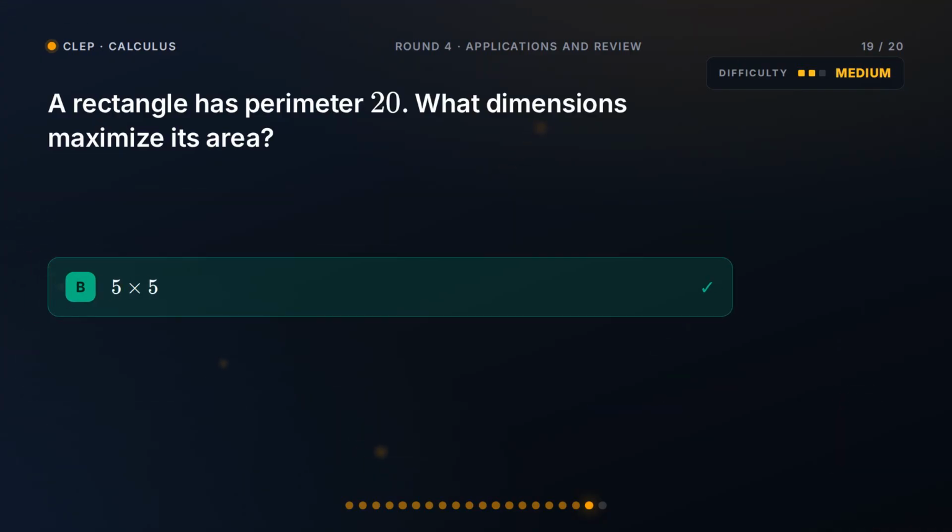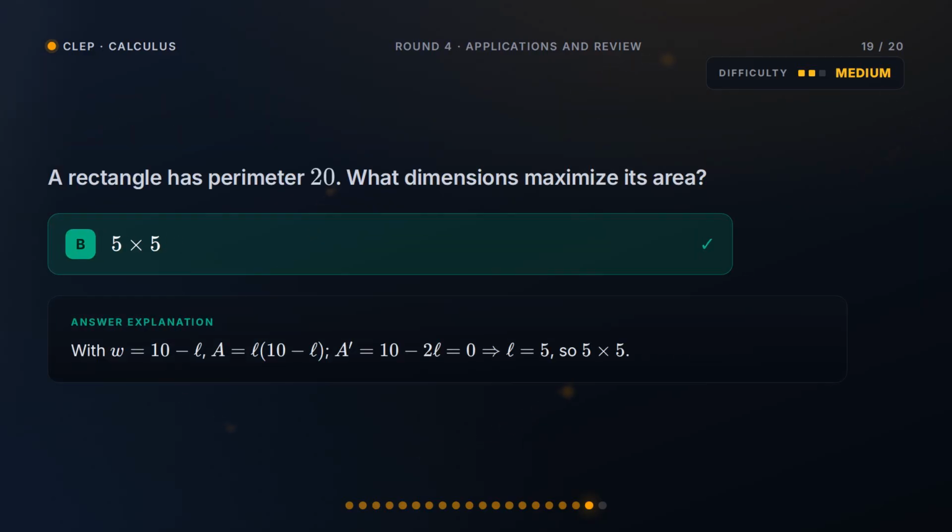The answer is B, 5 by 5. If length plus width is 10, then area equals length times 10 minus length. The derivative, 10 minus 2 times length equals 0, gives length 5. So the rectangle is 5 by 5, a square.